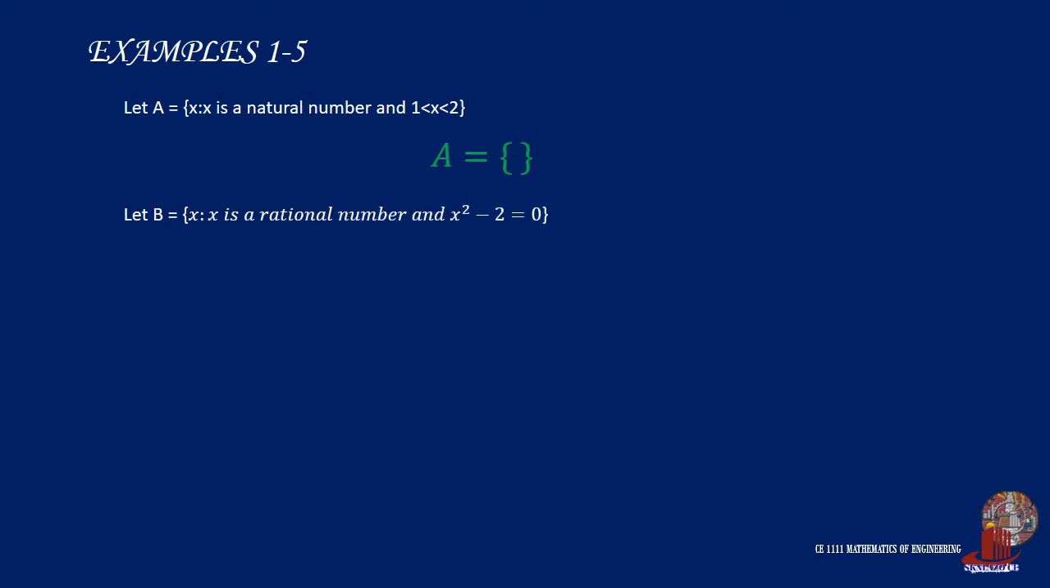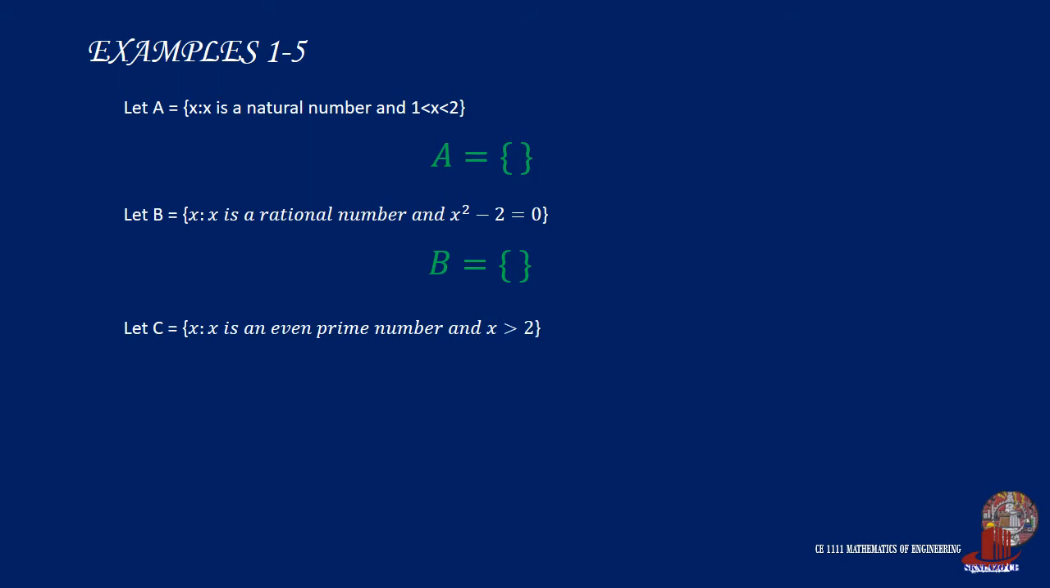Let's give a few examples of empty sets. Let A be a set of all values of x, where x is a natural number and it lies between 1 and 2. Then A is an empty set because there is no natural number between 1 and 2. Secondly, let B equal the set of all values of x, where x is a rational number and x squared less 2 is equal to 0. Then B is the empty set because the equation x squared less 2 is equal to 0 is not satisfied by any rational value of x.